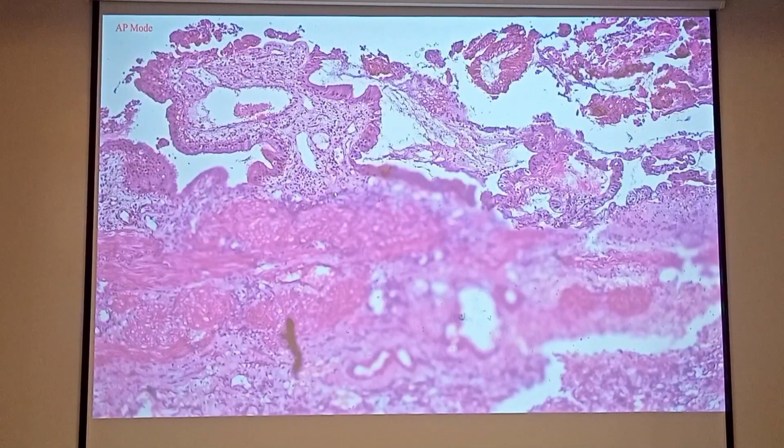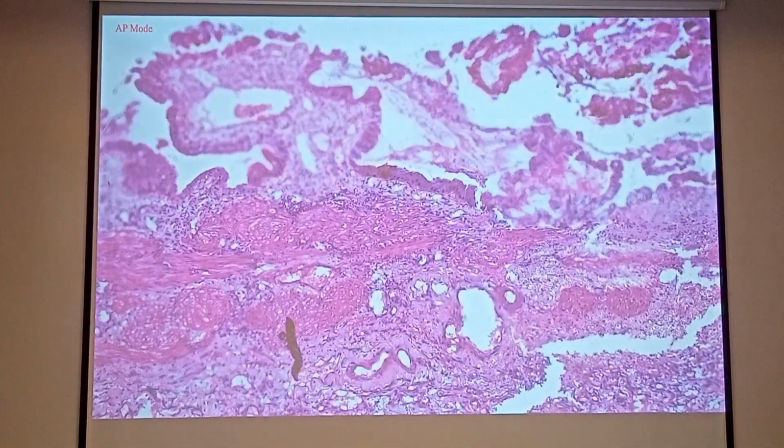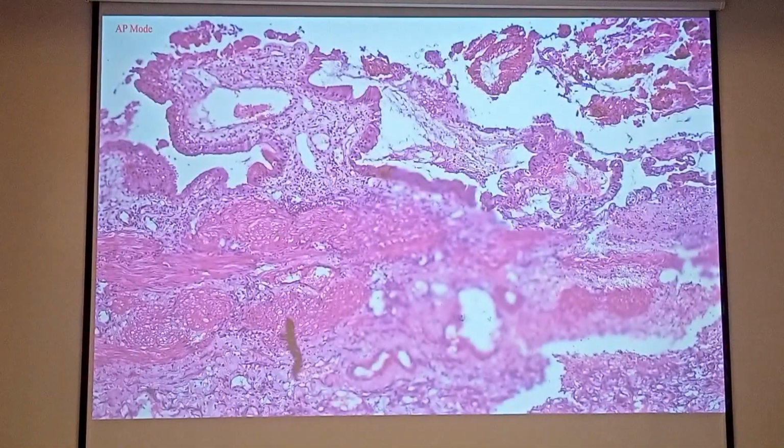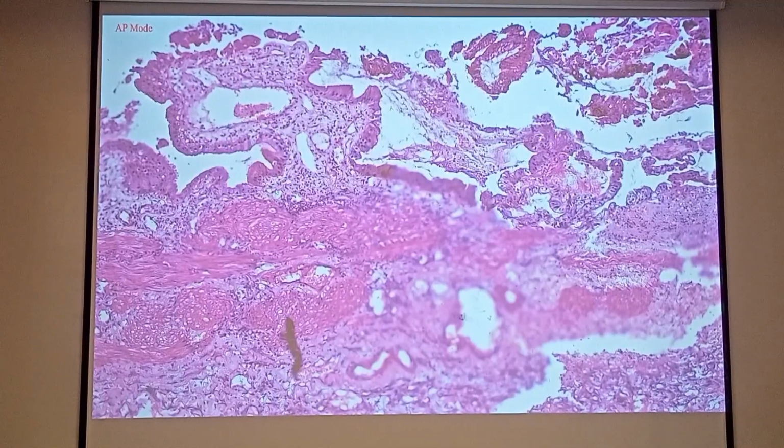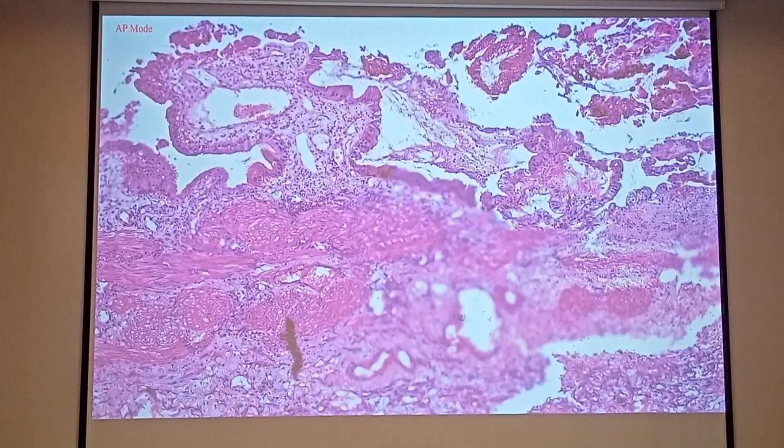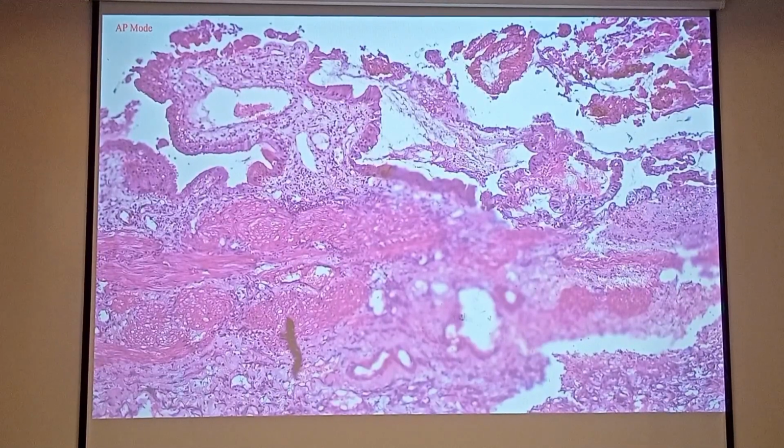And then, if you look closely, there is no what? What is the absent layer? Submucosa. This is already muscularis right here. This is mucosa right here. So this organ or tissue does not have submucosa and is lined by this simple columnar ciliated epithelium. So what do you think is this tissue? Of course, it's the gallbladder.